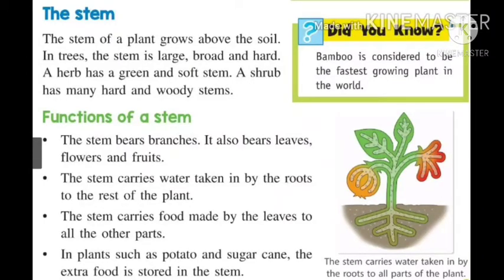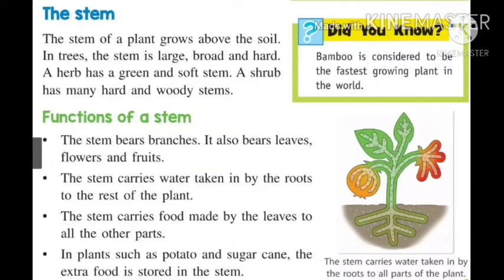Different plants have different types of stem. Like the trees have broad and hard stem. Herb has soft stem. A shrub has many hard and woody stem. Stem also carries out some specific functions. Those are: stem bears branches, leaves, flowers and fruits.